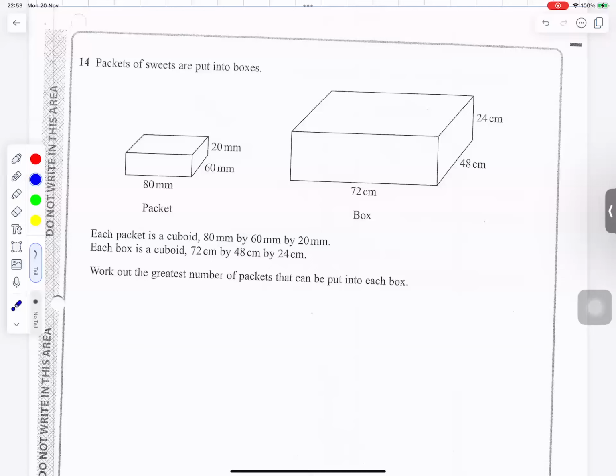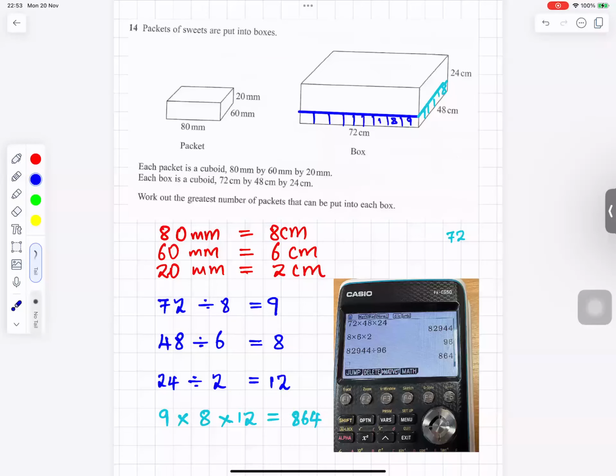Question number 14. Work out the greatest number of packets that can be put into each box. So 80 millimeters is the same as 8 centimeters. You divide by 10. 60 millimeters is the same as 6 centimeters. And 20 millimeters is the same as 2 centimeters.